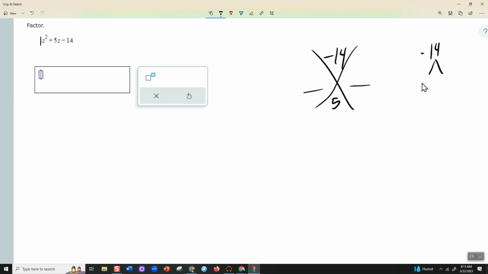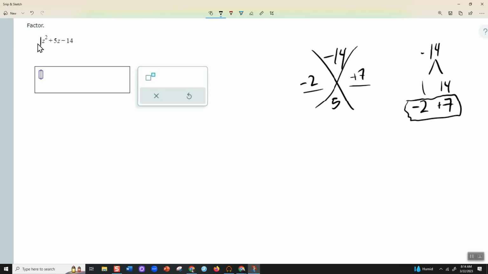Well, I've got 1 and 14. One of those would have to be negative 14. And I've got 2 and 7. One of those would have to be negative. And that's about it. I need a positive 5 here. So if I do plus 7 and minus 2, that would add up to 5. And it also multiplies to negative 14. So those are my two numbers, negative 2 and positive 7.